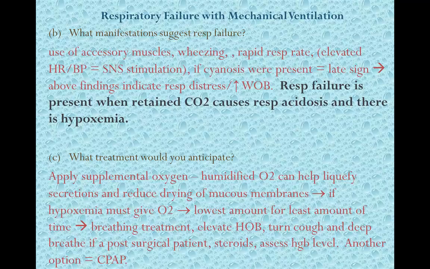I mean, if they're hypoxic or hypoxemic, you have to give them oxygen. You can't just say, well, you're a COPD patient, we're going to put you at risk if we do give you oxygen. Well, they're going to die if you don't. So you're going to have to intervene.